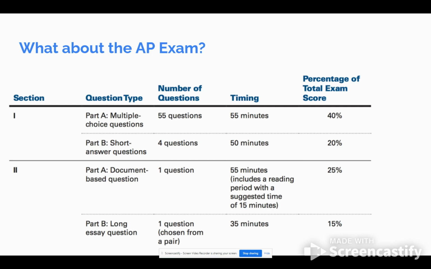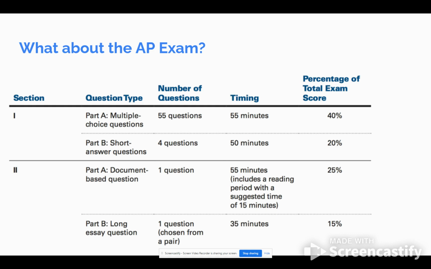So let's talk a little bit about that process of earning college credit. One of the great things about AP classes is you do have the chance to earn college credit. This shows you the breakdown here of the AP exam. Students who enroll in this class are expected to take the AP exam in May of the school year.